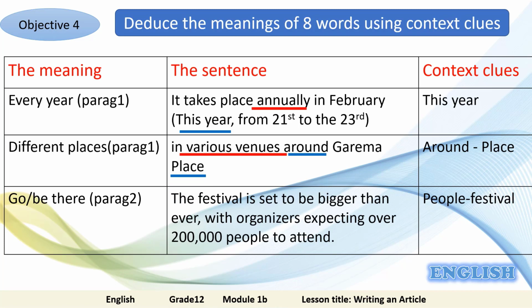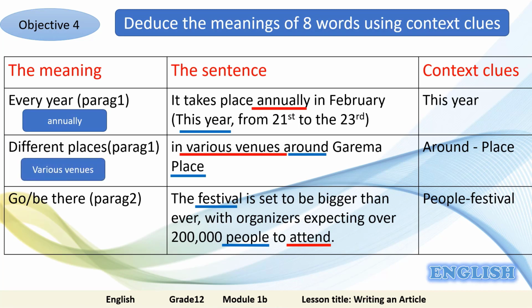Let's move on to the third word. Go or be there. Let's read the sentence together. The festival is set to be bigger than ever, with organizers expecting over 200,000 people to attend. People and festival. Where would people go? To festivals. So people are to go. People are to attend. You're correct. How can you tell? From the words festival and people. Accordingly, every year here means annually. Different places, various venues. Go or be there is to attend.